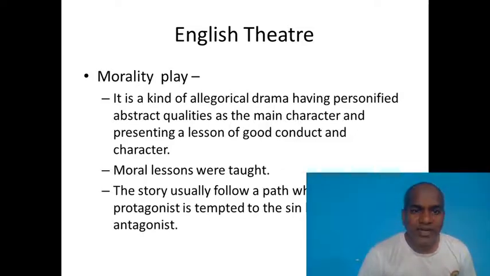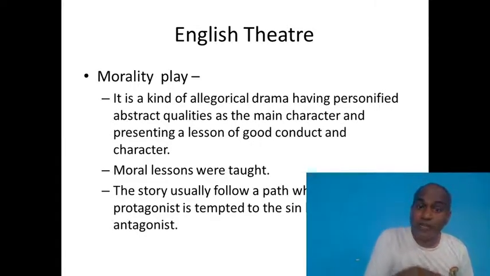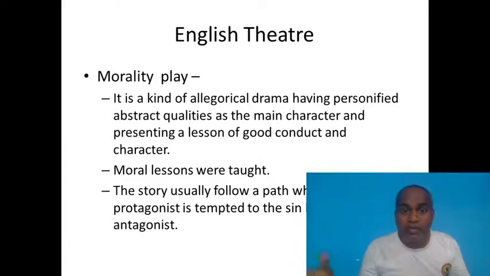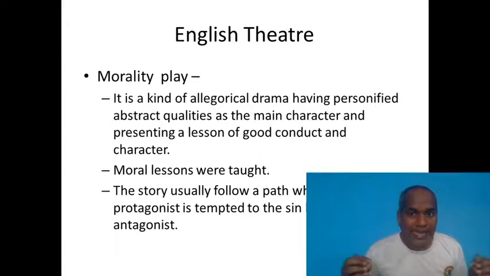Then morality plays. Morality play means what here? It is a kind of allegorical drama. Allegorical means symbolic drama. Having personified abstract qualities as the main character, and presenting a lesson of good conduct and character. Means here one character, personified abstract qualities, presenting a lesson of good conduct and character.